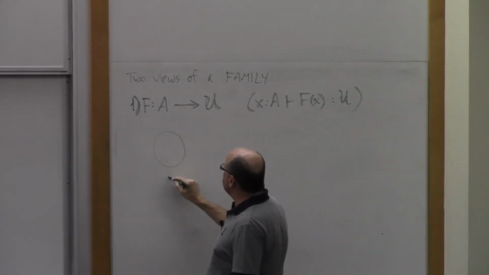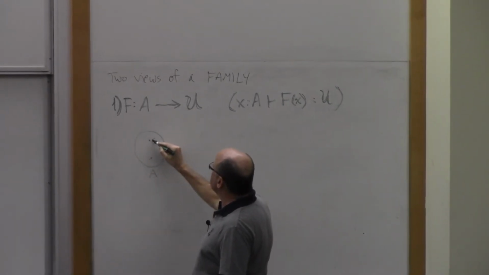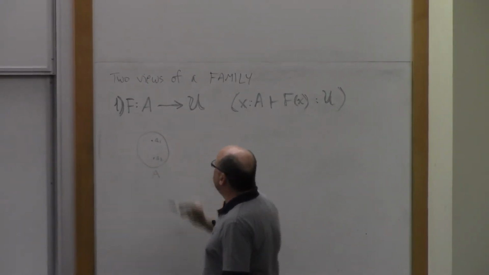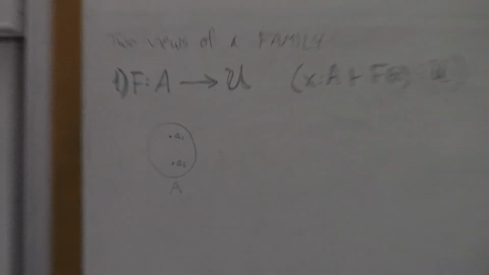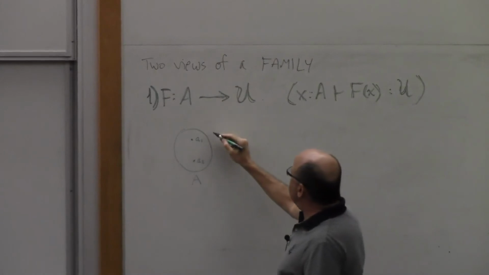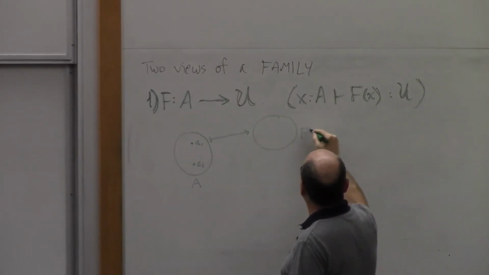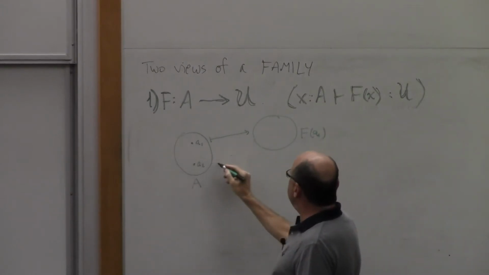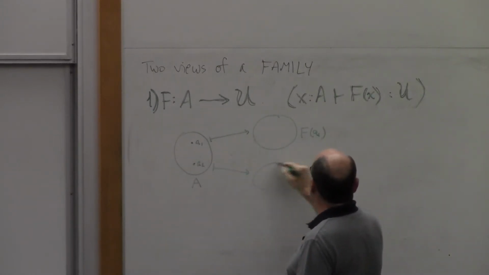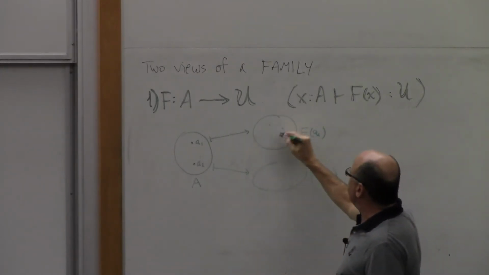The picture is you've got A here, and A has got some points in it. Let's call them A1 and A2, just to pick out two that would be of interest. Of course, it might not even have any, but let's just put a couple of points in there. And then the picture you kind of have is that A1 gets sent to its own balloon, which is sort of F of A1, and A2 gets sent to its own balloon, which is F of A2. And this is also a type, right?